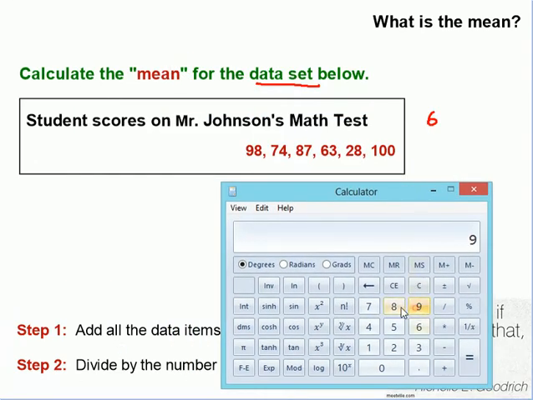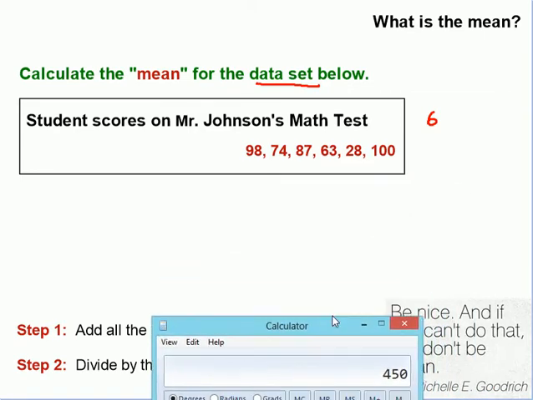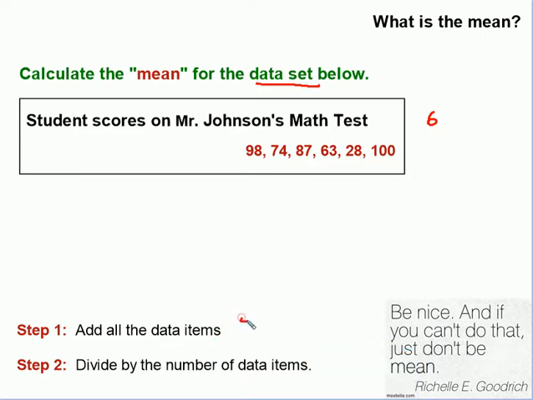So we have 98 plus 74. You can do this on your own calculator. Plus 87 plus 63 plus 28 plus 100. Now, assuming that I've got that right, I can press enter. There's 98, 74, 87, 63, 28, and 100. And now I'll have 450. So I'll move that out of the way. And I know that when I add all the data items together, I get 450.